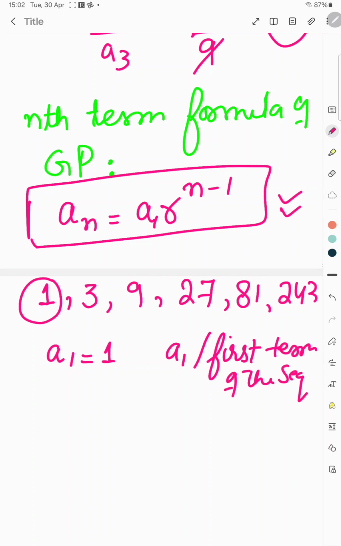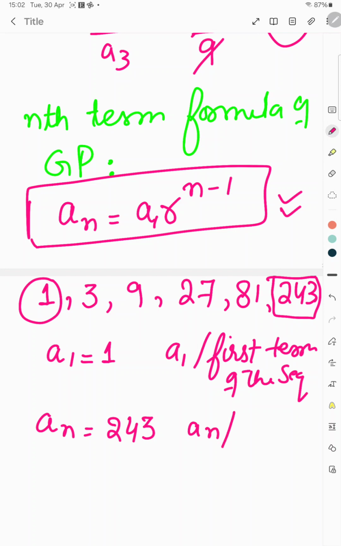Okay student, and what is an here in the formula? An is the last term of the sequence. In this sequence the last term is 243. So the last term is always represented by an, and it is also called the nth term.